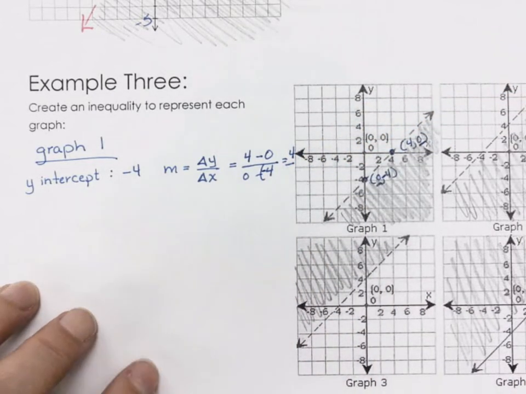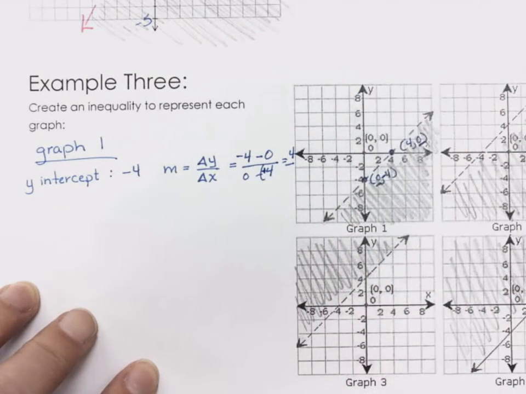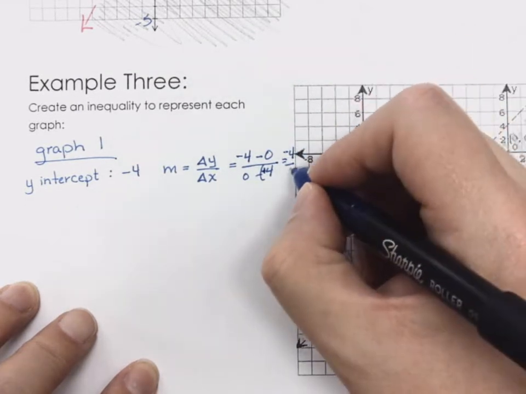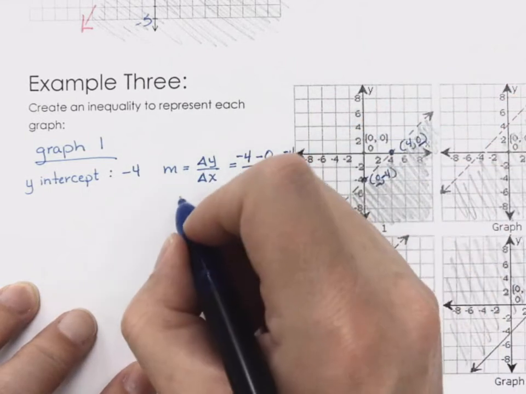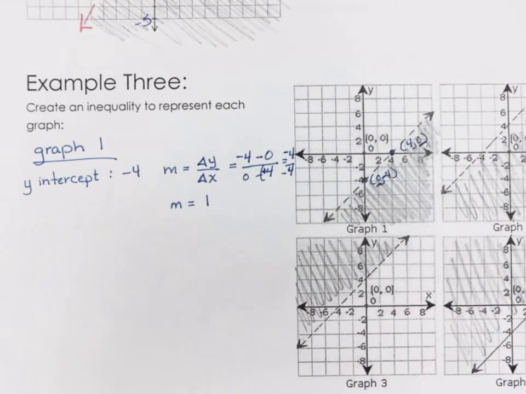No, I messed something up. What did I mess up here? That's a +4. That's a -4. Whew. So -4 over a -4. What's the slope? 1. Okay? You can also look at it. You don't have to show me the math that goes with it.